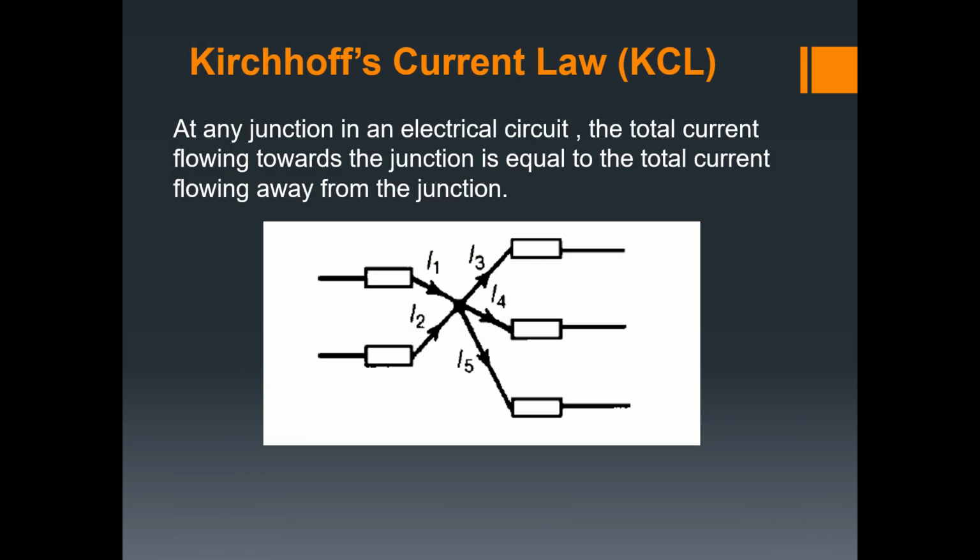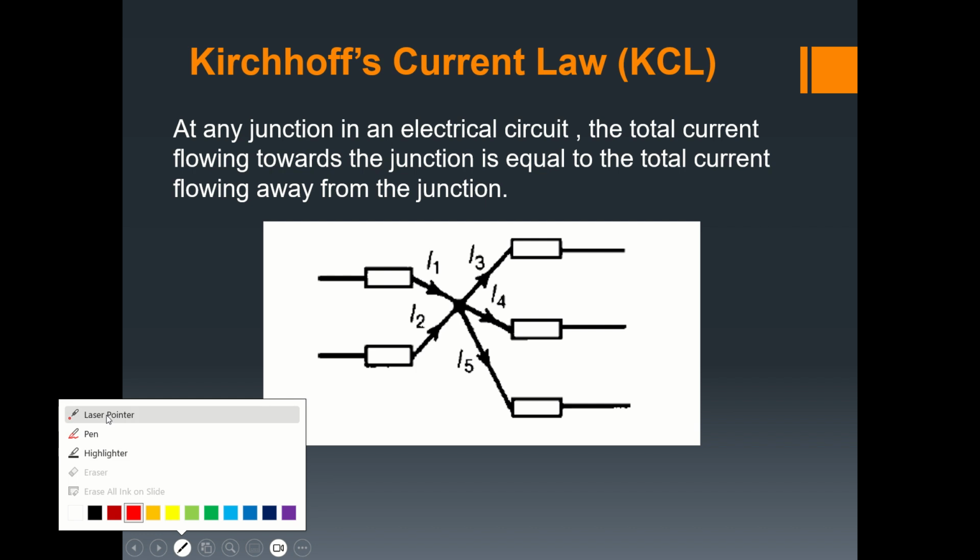Now, let's start with the first law, the KCL, the Kirchhoff's current law. This law states that at any junction in an electrical circuit, the total current flowing towards the junction must be equal to the total current flowing away from the junction. What do I mean by that?